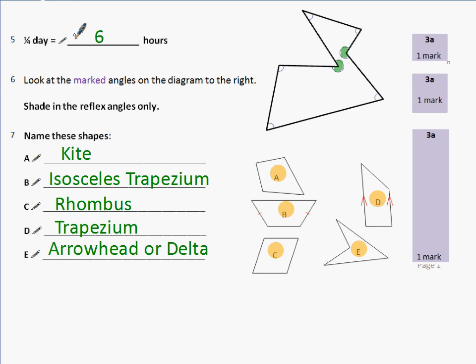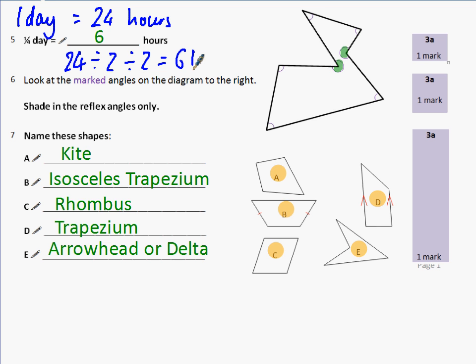Question 5. A quarter of a day, how many hours is that? Well, 1 day equals 24 hours. So to find a quarter, you've got several options, but two that I'm going to start with. One is to divide by 2 and divide by 2 again, and that gets you to 6 hours.